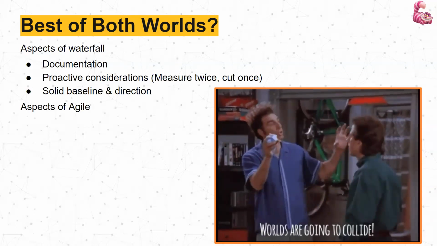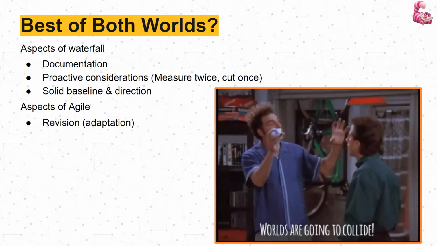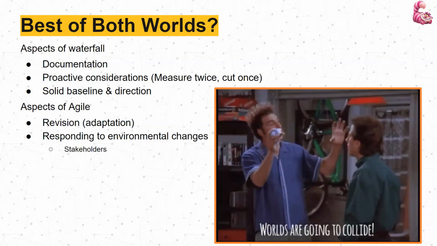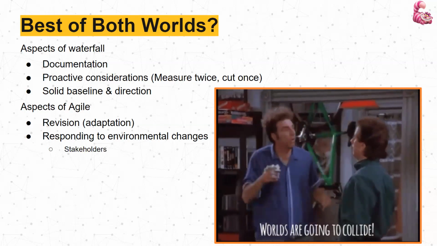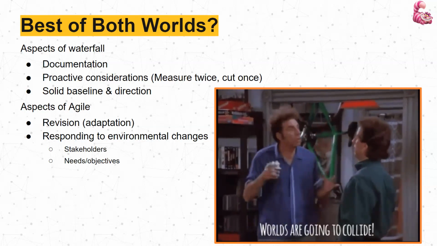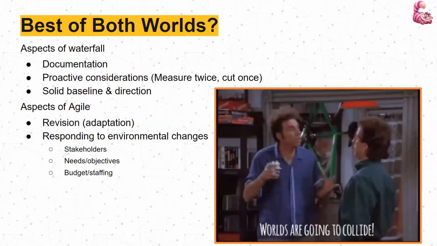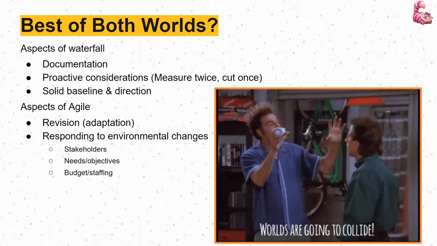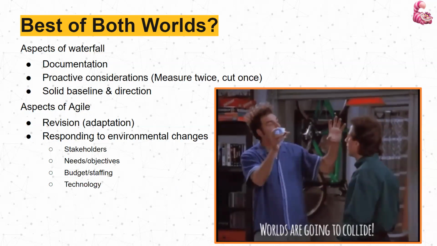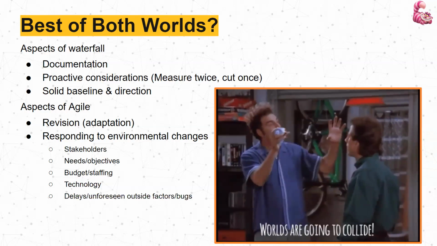Some aspects of agile that are good to keep in mind: revision, adaptation, iteration, responding to environmental changes because they happen, like stakeholders. Sometimes they change. Your needs or objectives change. You may be in the middle of it and you're like, whoa, this is not coming out the way we want. We need to switch gears. Budget, staffing. I know our team has changed a lot in the last year, so it happens. And then, of course, technology changes. These are always things we have to think about when we're responding to environmental changes.